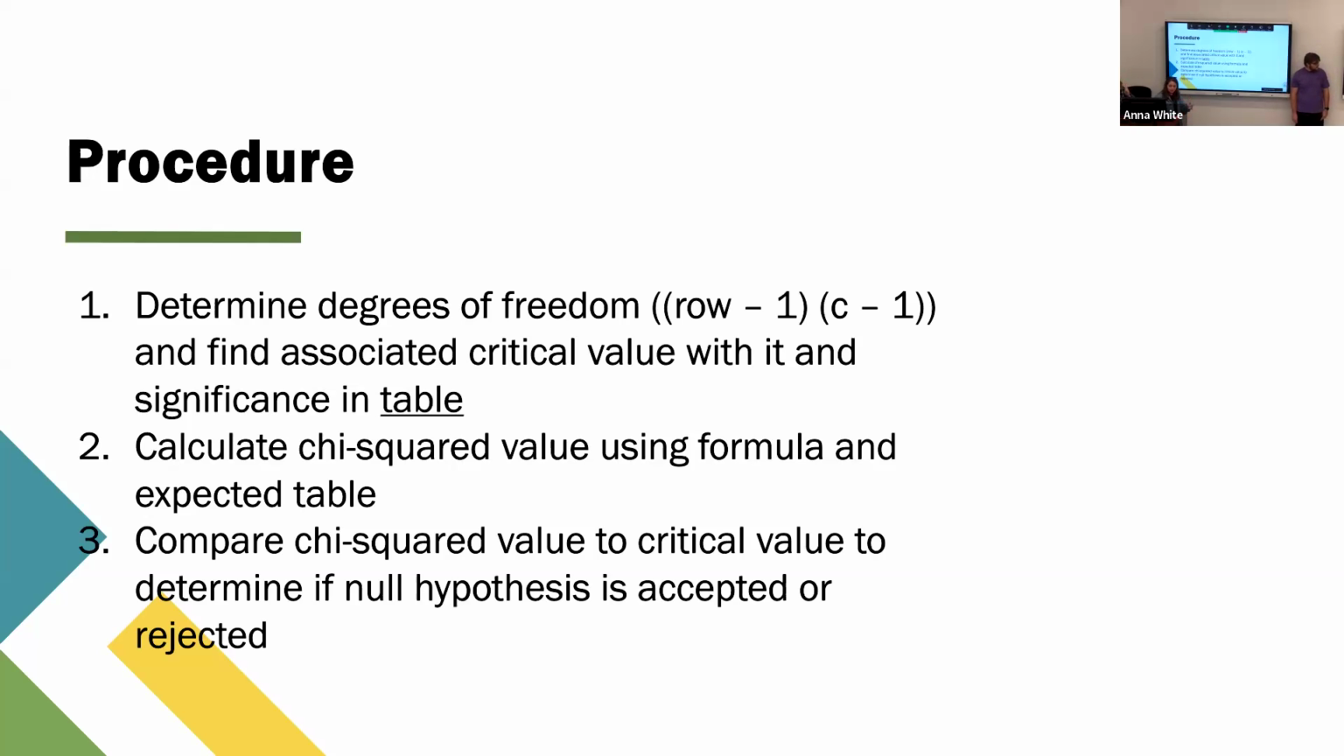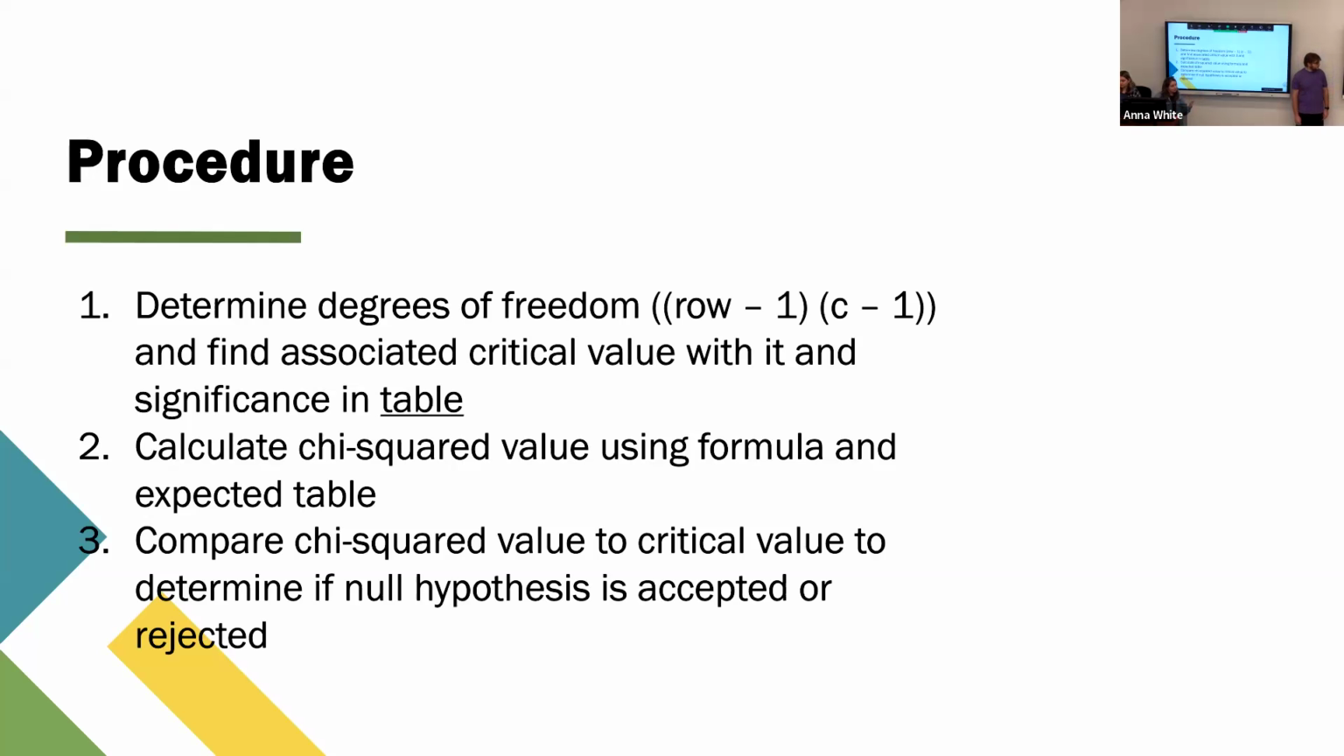All right, so then after you do that, you have your observed values, and then you have your expected values. So you'll calculate your expected values, and you'll have that table. And then from those observed and expected values, you'll calculate your chi-squared value. Once you have that chi-squared value, you'll compare it to the critical value that we found in the first step. And that will help you to determine if you need to accept or reject the null hypothesis.